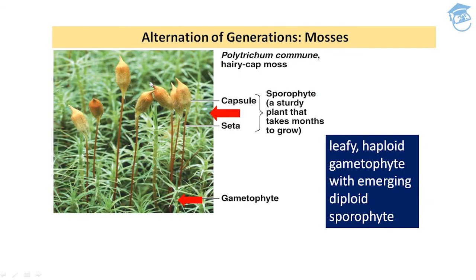See, this is the capsule, this is the seta, and this is the gametophyte, and capsule together with seta is the sporophyte, which is a sturdy plant that takes months to grow. It is a leafy, haploid gametophyte with emerging diploid sporophyte. I have already taught you in detail how the haploid gametophyte gives rise to a diploid sporophyte.